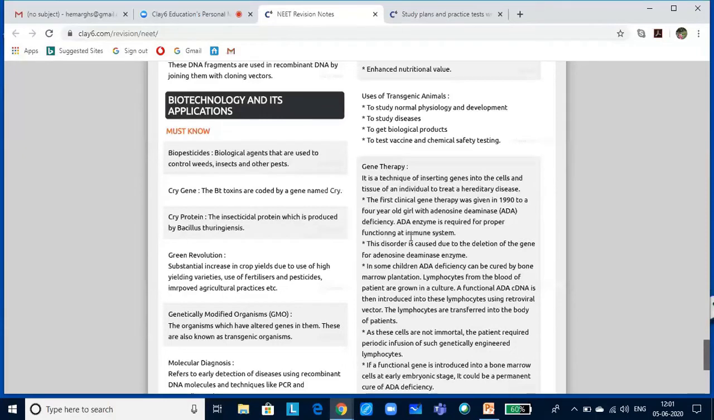One is Bt cotton. Some strains of Bacillus thuringiensis produce proteins that kill certain insects such as lepidopterans, coleopterans and dipterans. Bacillus thuringiensis forms a protein crystal during a particular phase of their growth. These crystals contain a toxic insecticidal protein. These proteins are present in inactive toxin form but become an active toxin in the alkaline pH of the insect's gut.